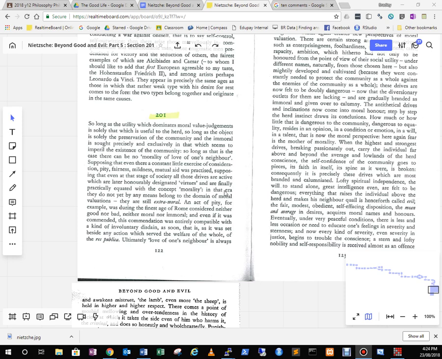So what he's saying here is, I don't know which era he's referring to. Supposing that even there are constant little exercise of consideration, pity, fairness, mildness, mutual aid, it was practiced. Supposing that even at that stage of society, all those drives are active, which are later honourably designated as virtues and are finally practically equated with the concept of morality. In that era, they do not yet, by any means, belong to the domain of moral valuations. They are still extra moral. So what he's saying is that there are qualities, and this is where it might be a bit confusing, but there are qualities which may have started off as like little kind of virtues, little nice things to do, but they didn't have that kind of extra significance of being moral, right?